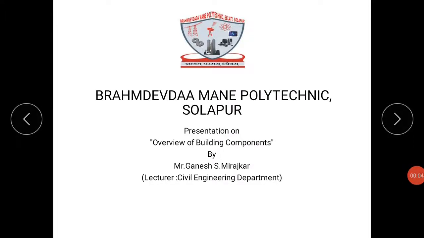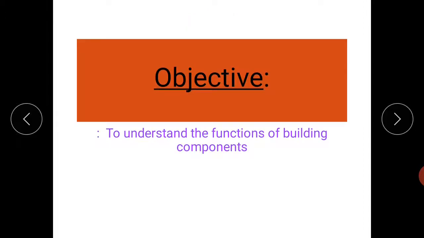I am a lecturer in Civil Engineering Department at BMP Solapur, and today we will discuss the framed structure, its components and their functions. This presentation will help the students to understand the functions of building components.